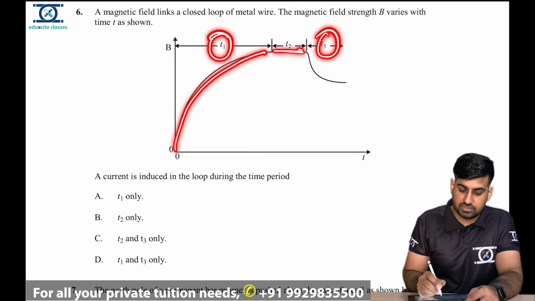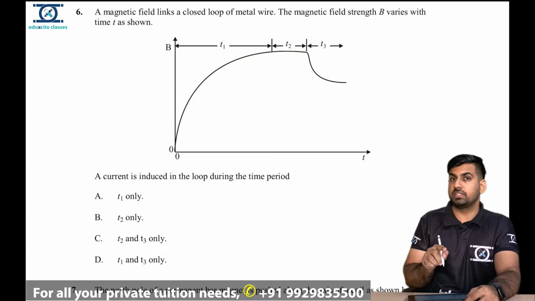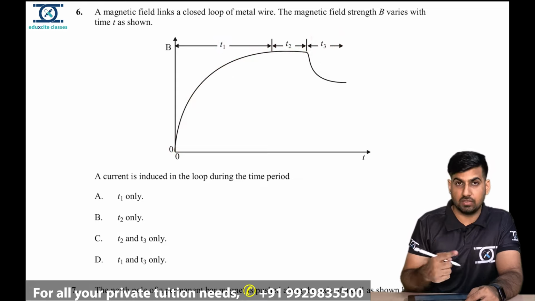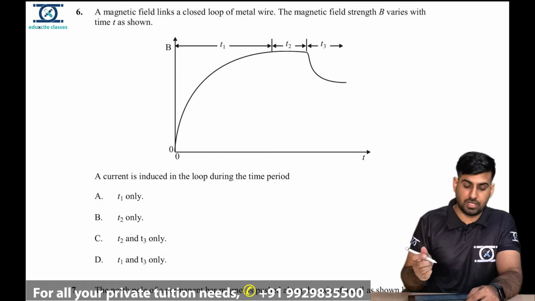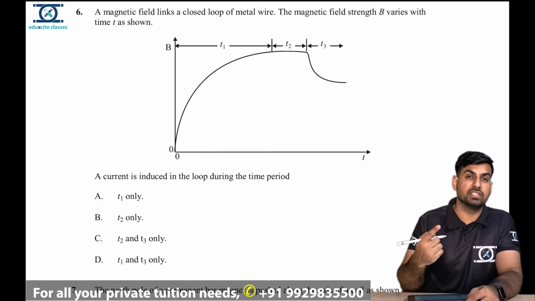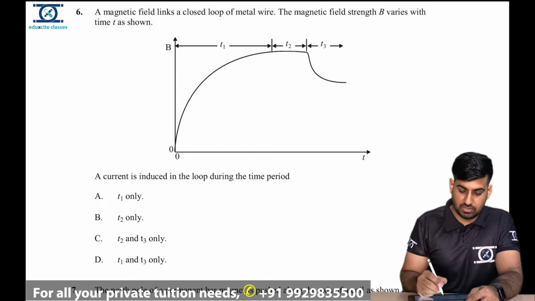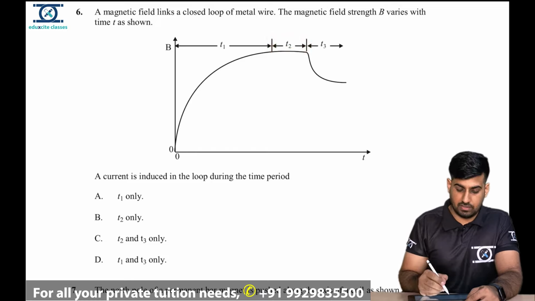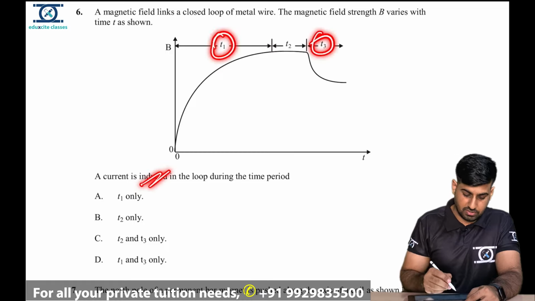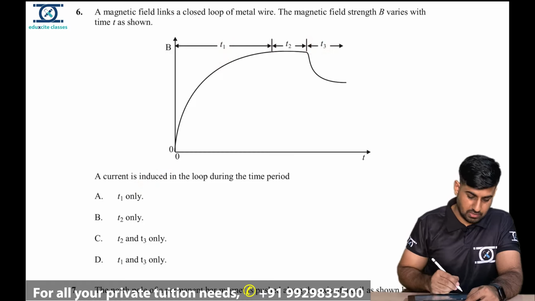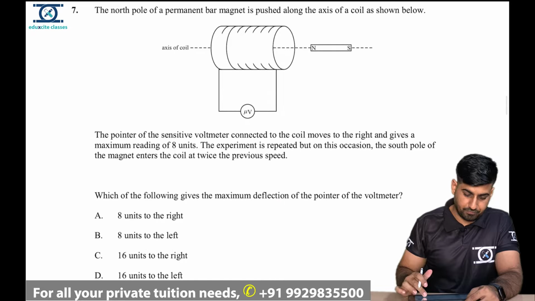This is almost constant. So if the magnetic field is constant, there is no change in magnetic flux because all the rest of the things are the same. If there is no change, there will be no induced EMF, and no induced EMF means there will be no induced current. So therefore in this region only there will be no induced current. T1 and T3 will have induced current. So T1 and T3, option D is the right answer.